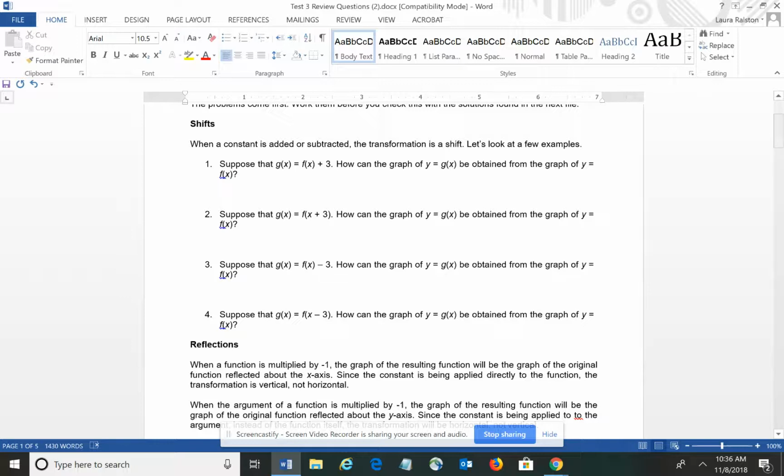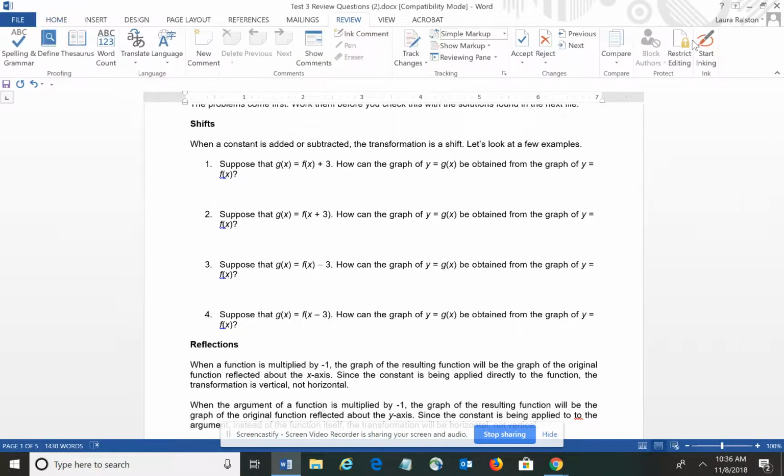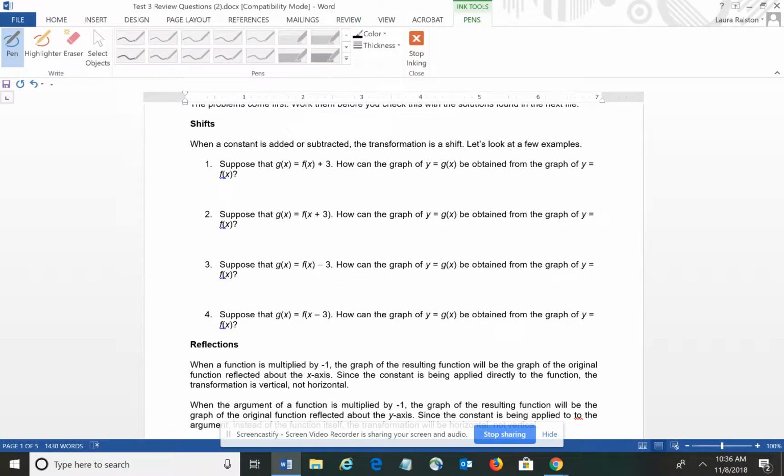So when we think about it, a shift occurs if a constant is added or subtracted. You can either have a vertical shift or a horizontal shift, and again, it depends upon the location of where you add or subtract the number. For example, in question number 1 here, it says, suppose that g of x equals f of x plus 3. How can the graph of y equals g of x be obtained? So they're basically asking us what we have to do to f of x to get g of x.